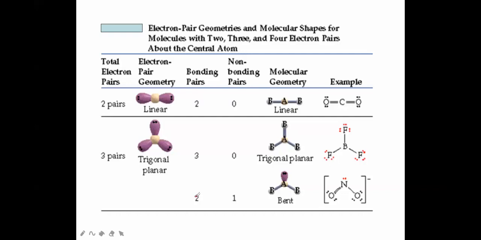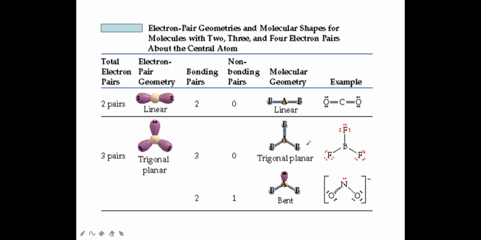But when we have 3 pairs, and of those 3 pairs, only 2 are bonding, there is 1 lone pair. The lone pair will have a greater angle away from the other 2. Are we getting the point here? The lone pair will have a greater repulsion from the bonded pairs. That is what this means. That's why we have a linear, a trigonal planar, and a bent structure.